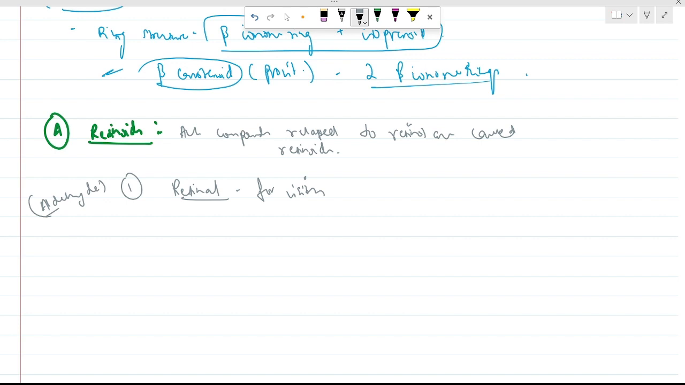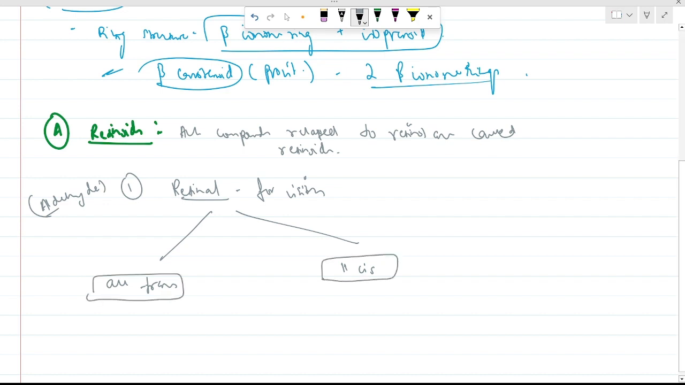So there are two forms of this retinal. There is all trans, and there is 11 cis. All trans and 11 cis. This 11 cis is present in, remember, rhodopsin. So the 11 cis form in rhodopsin is the retinal form for vision.